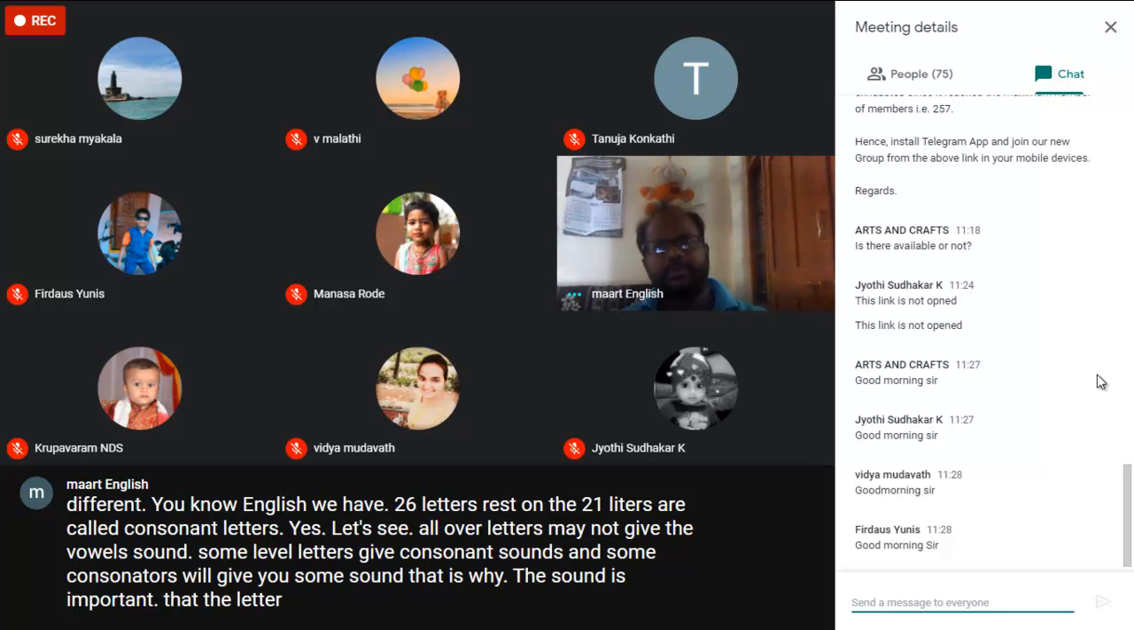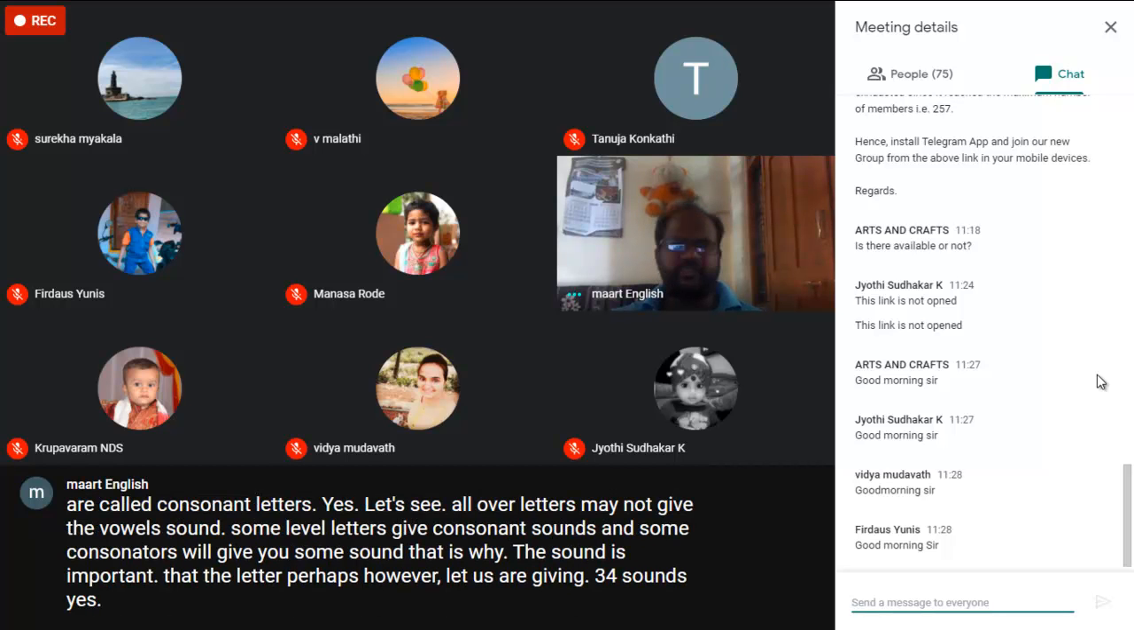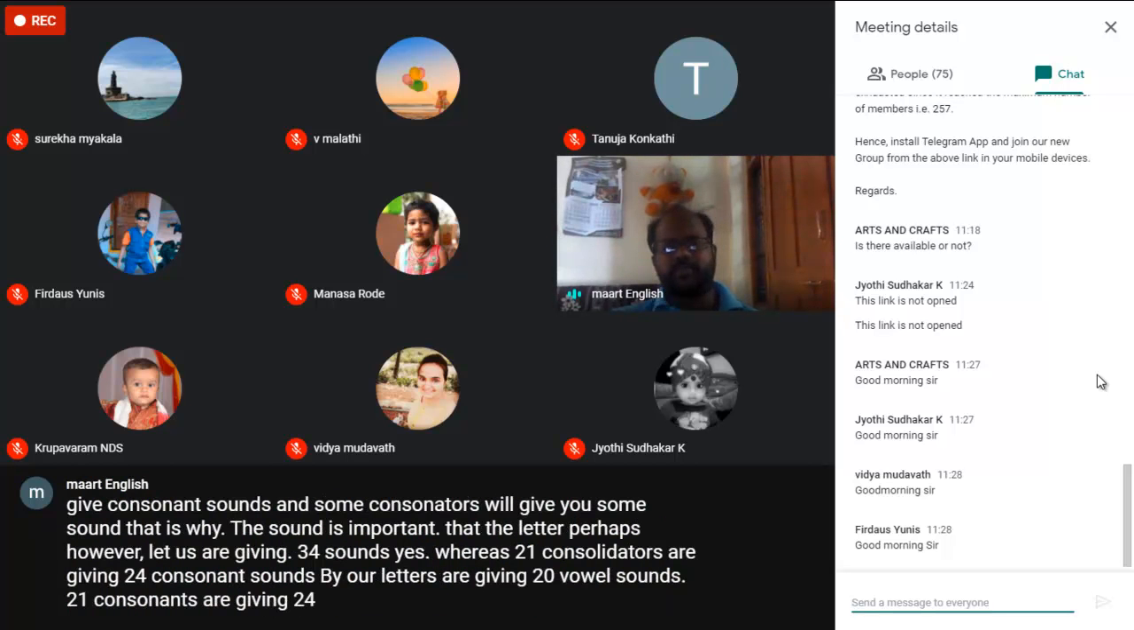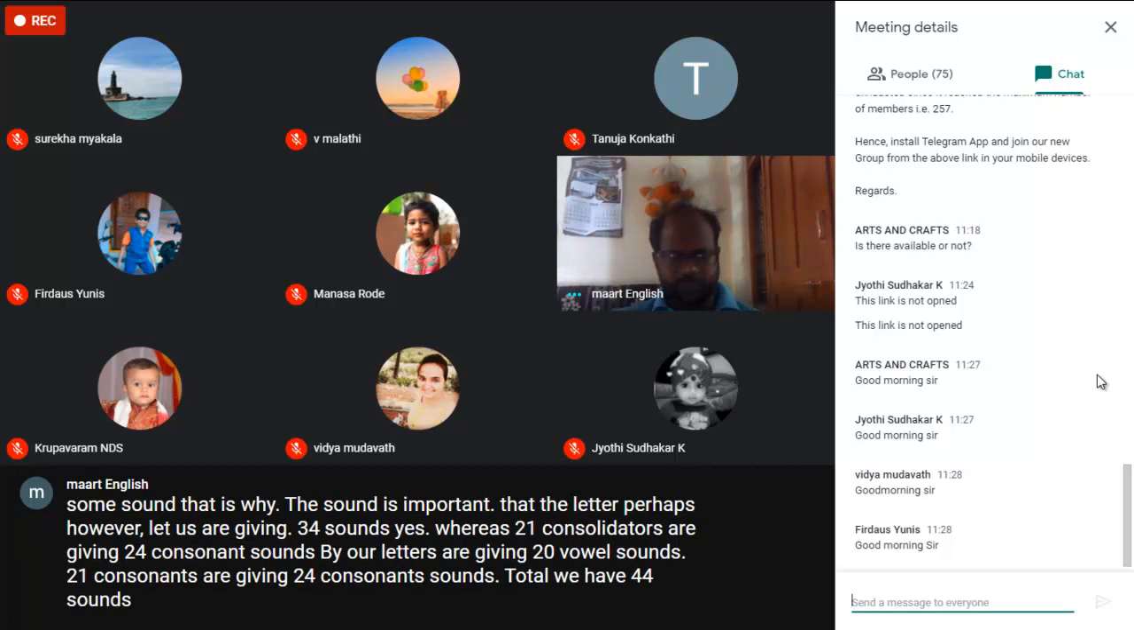Five vowel letters are giving 20 vowel sounds, whereas 21 consonant letters are giving 24 consonant sounds. In total, we have 44 sounds in English.